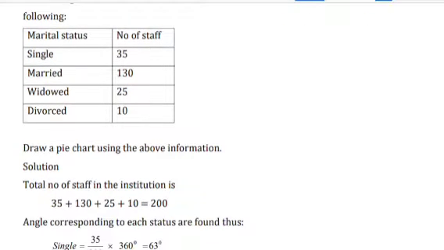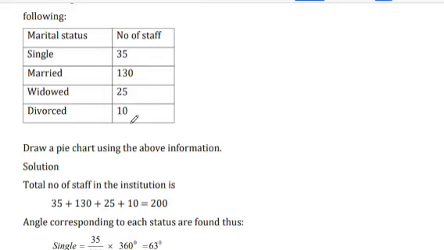I don't know if you are doing objective questions. In objective questions, you may not be asked to draw the pie chart, but they may ask you to look for the angles of each category. For example, they may ask you to find the angle of single or married, widowed, or divorced. Sometimes they can ask you to find the percentage also.